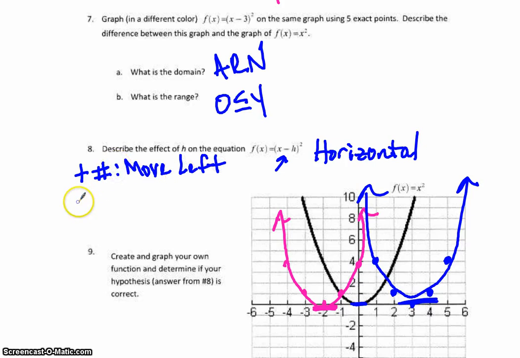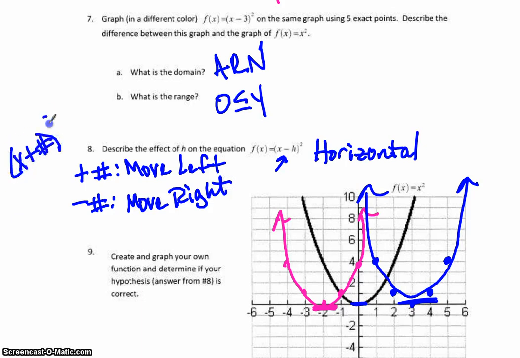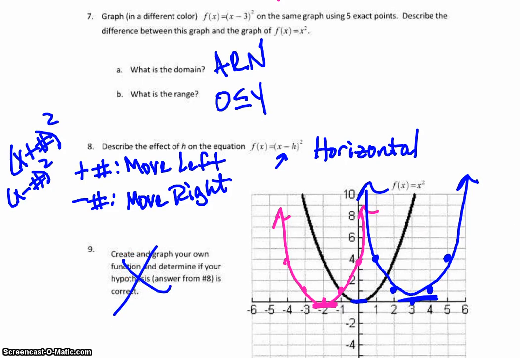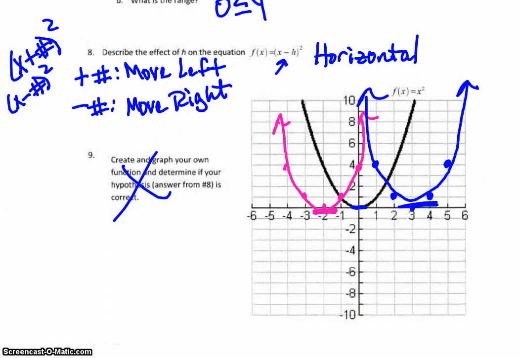If it is minus a number, you would expect it to go to the left, but it's actually going to move to the right. And when I say plus or minus a number, I'm talking about being trapped in there. x plus a number squared or x minus a number squared. These are trapped in there because that's what makes horizontal. I'm going to let you skip number 9. So we will go to the next page.